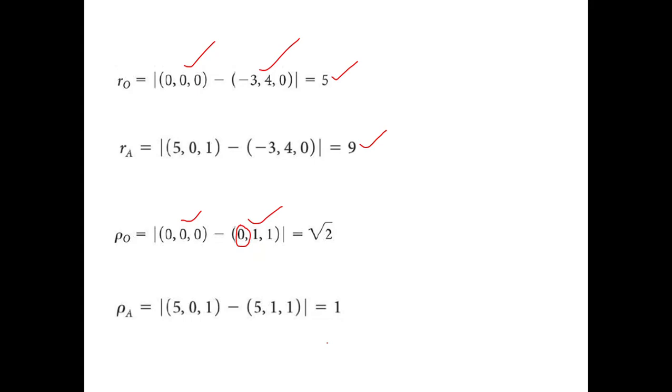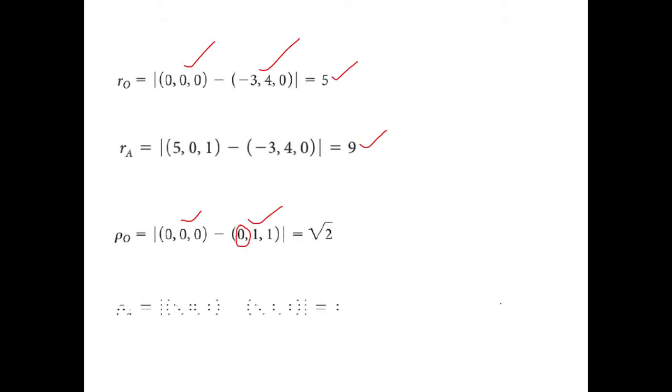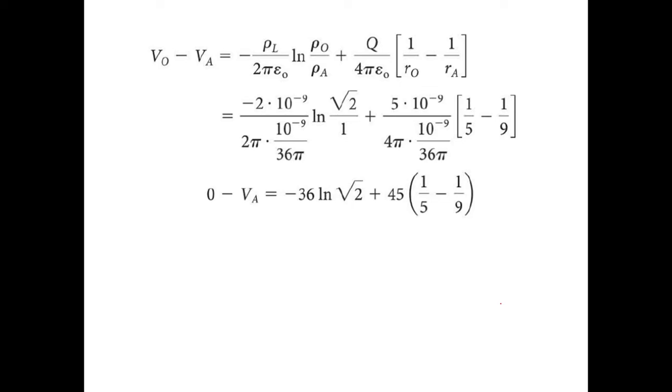Now as I told you in the beginning, what are all the unknowns here? Q we know, that is 5 nanocoulomb, and rho L we know, that is 2 nanocoulomb, right? The only unknown things are R naught, RA, rho naught, rho A. That is what we have calculated here. So just substitute it. When you substitute it, this is what you get. The potential at V naught is 0, this is given in the question. That is why it is written as 0 minus VA. We have to find the potential at VA. When you solve this, you get VA equal to 8.477. So this is the answer for this first subdivision.